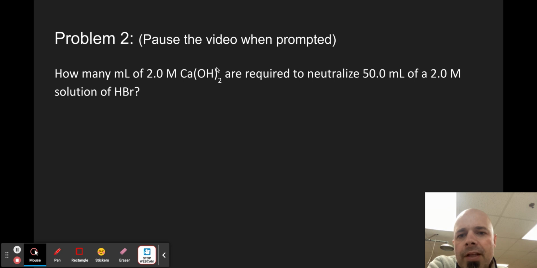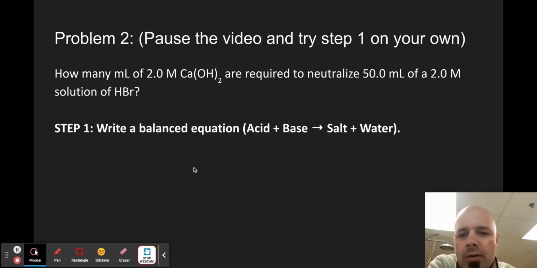Okay, so if you have Ca(OH)2 as your base, then you're right. And then the acid is HBr. Again, a quick reminder, if it begins with a hydrogen, it's an acid. If it ends in a hydroxide, it's a base. All right, so step 1, write a balanced equation. And remember, it's going to be the acid plus the base will make salt and water. So go ahead and do that. Pause the video and do that.